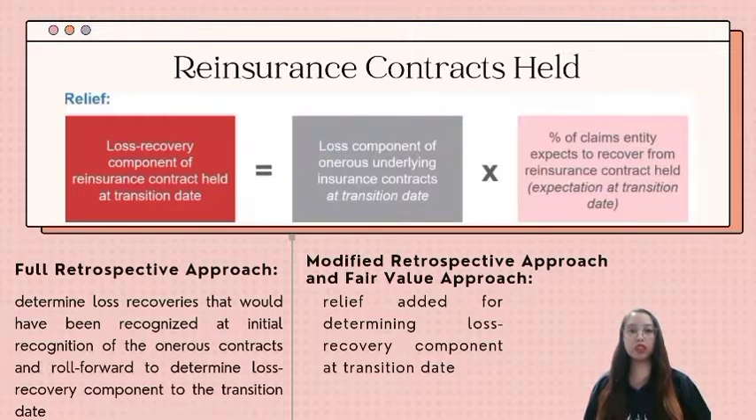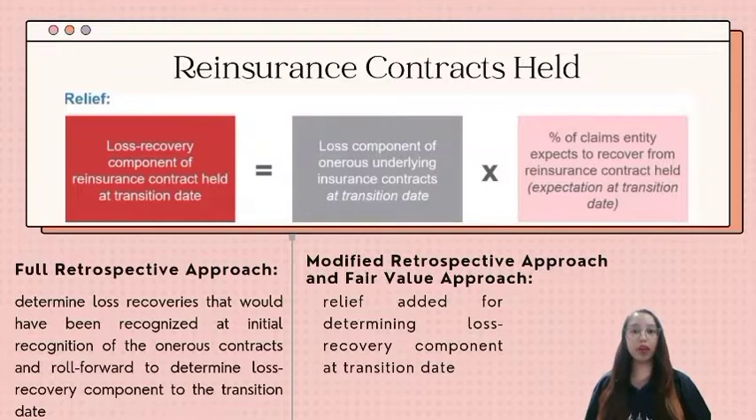Applying naman po yung transition relief sa modified retrospective approach and fair value approach, sa entity po, i-determine niya yung loss recovery component at transition date in a more direct way na nakabase po sa information at that date. Para po makompute yung loss recovery component ng reinsurance contract held at transition date, imumultiply lang po yung loss component ng onerous underlying insurance contracts at transition date sa percentage of claims entity expects to recover from the reinsurance contracts held using po yung expectation at the transition date as shown po sa slide.